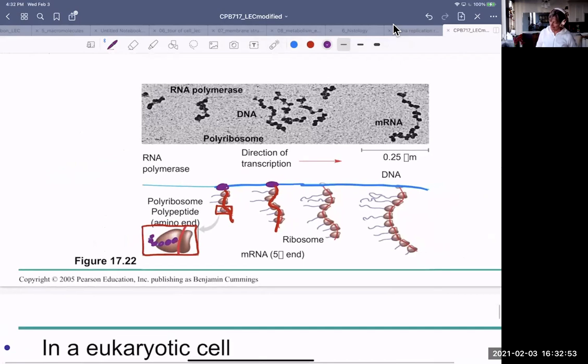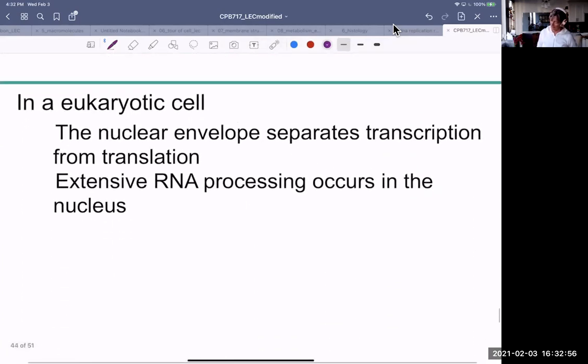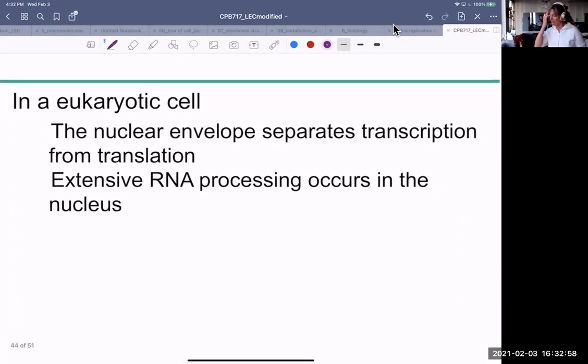So that doesn't happen in the eukaryote. The nuclear envelope separates transcription from translation. There's a lot of processing that occurs in the nucleus. So that may be one of the reasons why eukaryotes became multicellular and more complex.